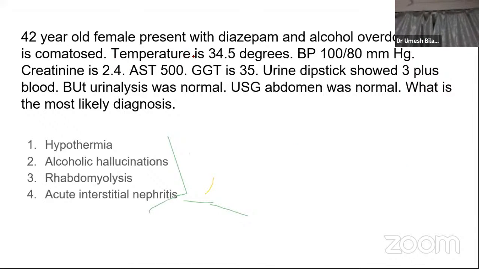So this patient has developed hypothermia. His BP is normal. Creatinine is 2.4, which is more. AST is 500. GGT is 35.